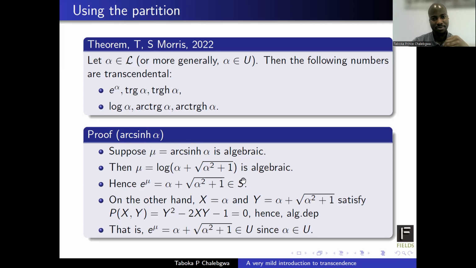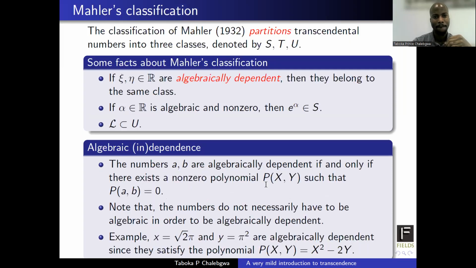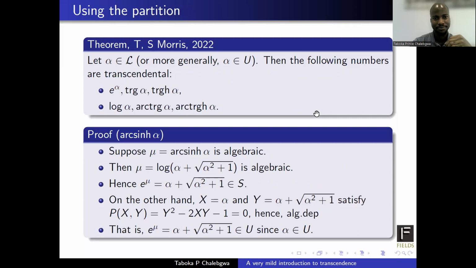So we are saying mu is algebraic, and what do we know? We know that according to Moller's classification, e to the mu should be an S number, and we have it right here in terms of Moller's classification. If alpha is algebraic, then e to the alpha belongs to S. So we've assumed mu is algebraic, so e to the mu should belong to S.